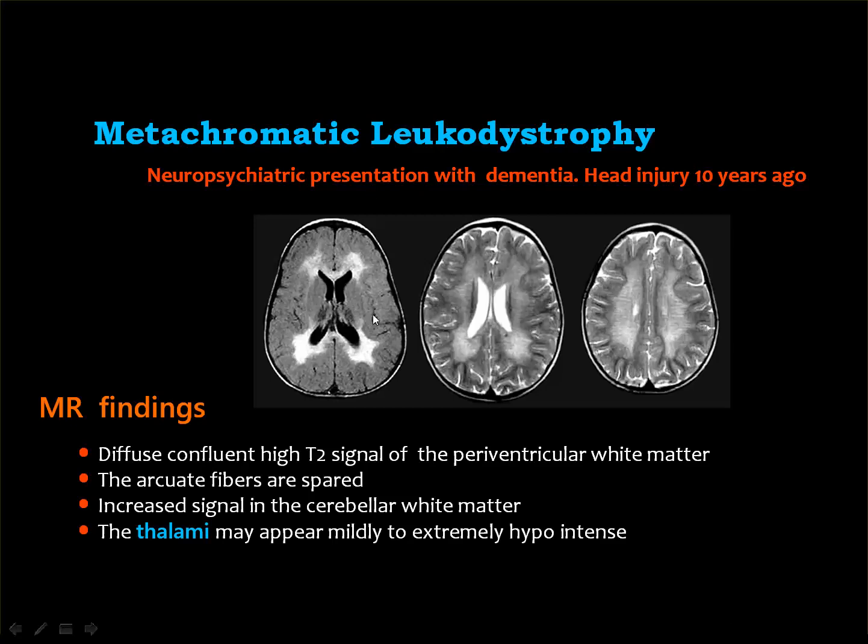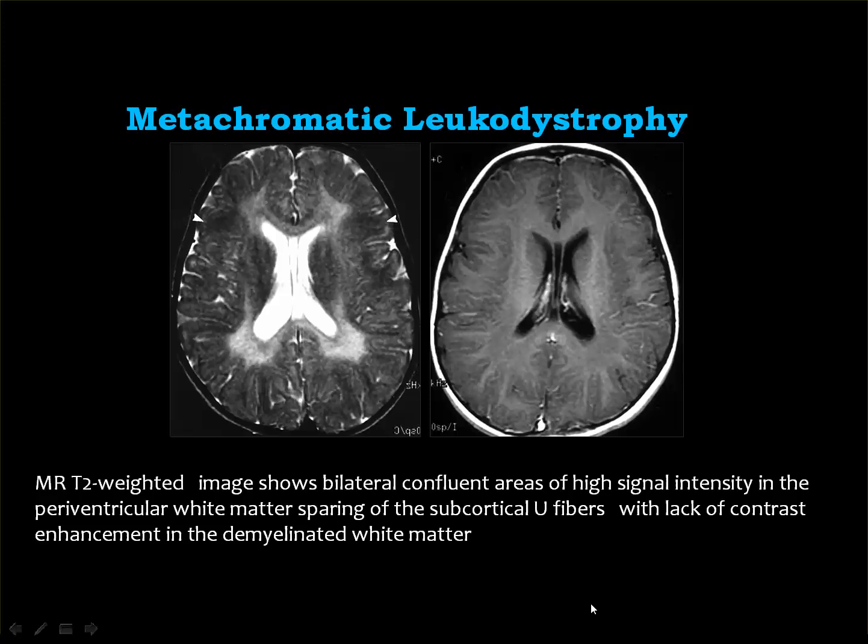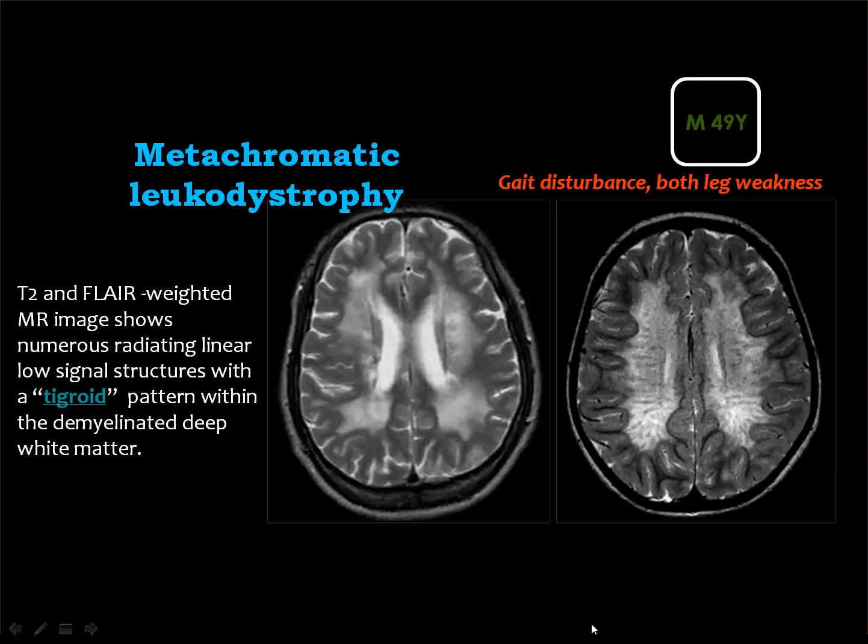And in MRI, you get diffuse white matter abnormal signal, and you get a prominent feature here, which is extreme hypointensity of the thalami. And this is an example to realize that leukodystrophy does not enhance with contrast. This is the T2, and this is the T1 post contrast.